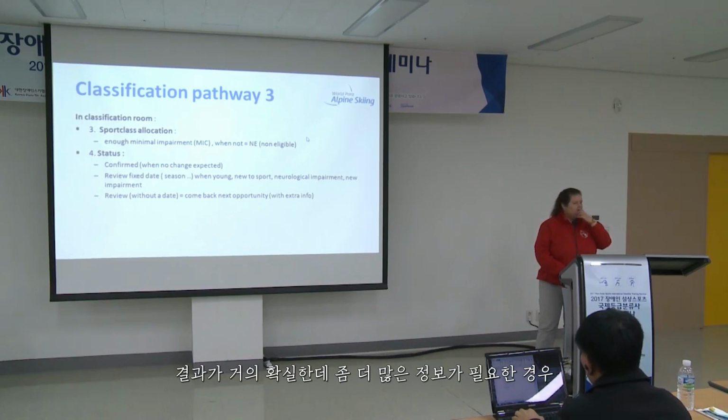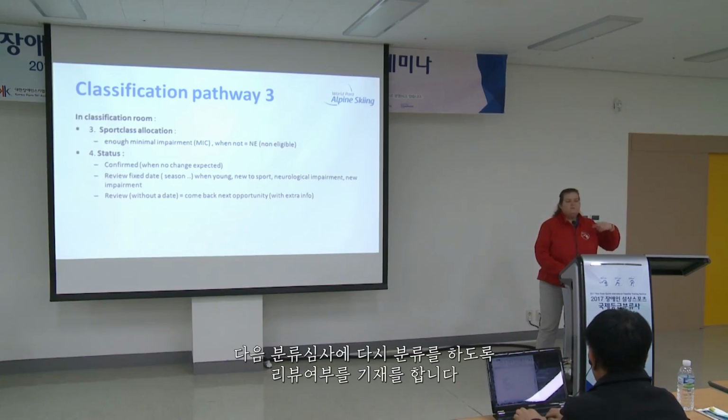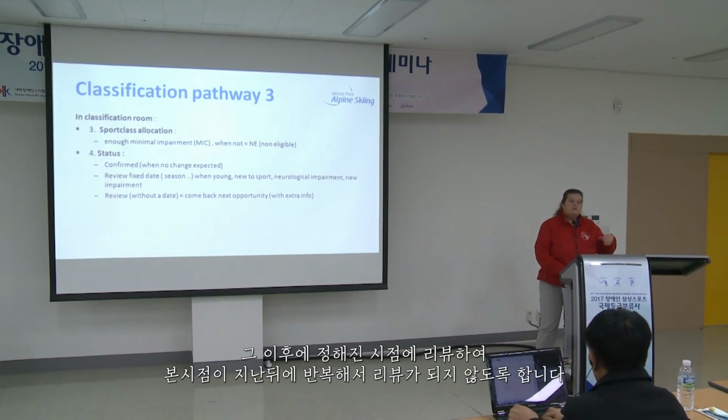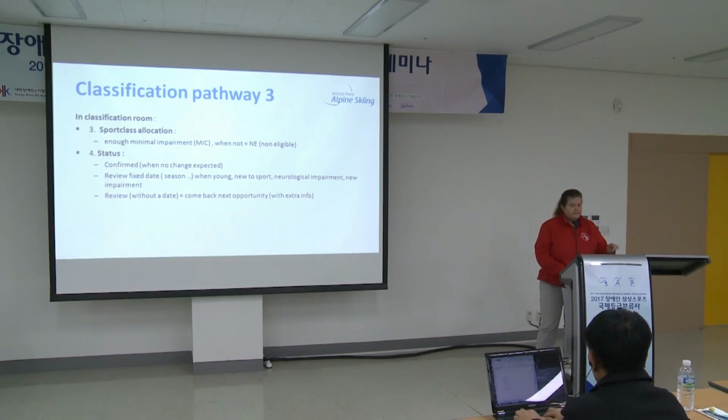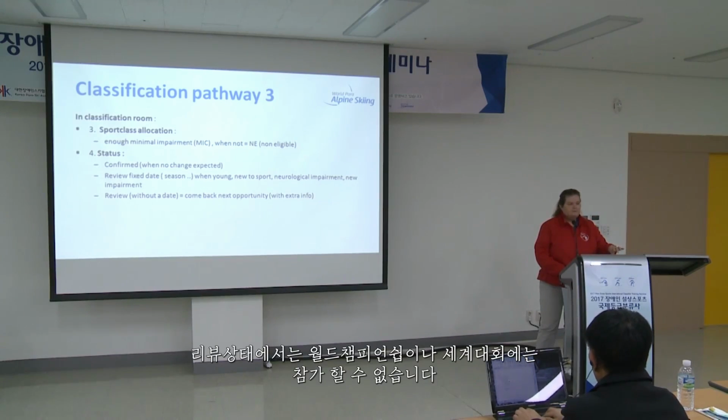Or when you are almost sure, but you need a little bit more information, so you want to see him on the next classification opportunity, then you only say review. So then someone is allowed to race, and we can observe, but he's not allowed to race after the next classification opportunity. And it's important to know those things, because when you have a review status without a date, then you cannot compete in major competitions like World Championships or the Games. So that's important to know.